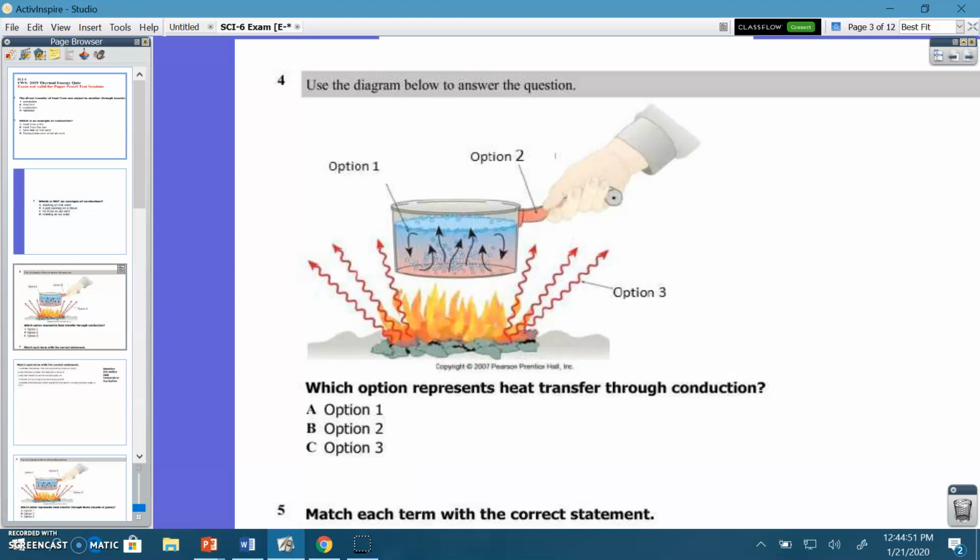Number 4, use the diagram below to answer the question. Option 1 is here, option 2 is here, and option 3 is pointing to here. So which option best represents heat transfer through conduction? A, option 1, B, option 2, or C, option 3.